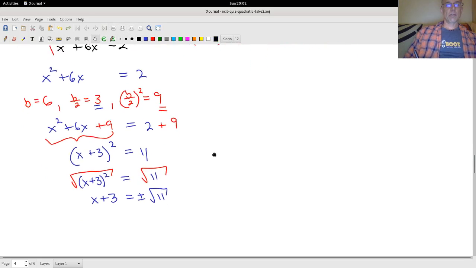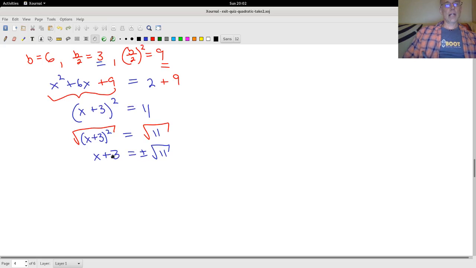Shift down a little bit. Last step is to subtract that 3 to the other side, so I'm going to get x equals negative 3, because I'm subtracting it over, plus or minus the square root of 11. So I have two answers. One is negative 3 plus the square root of 11. The other is negative 3 minus the square root of 11. So now I need to check.